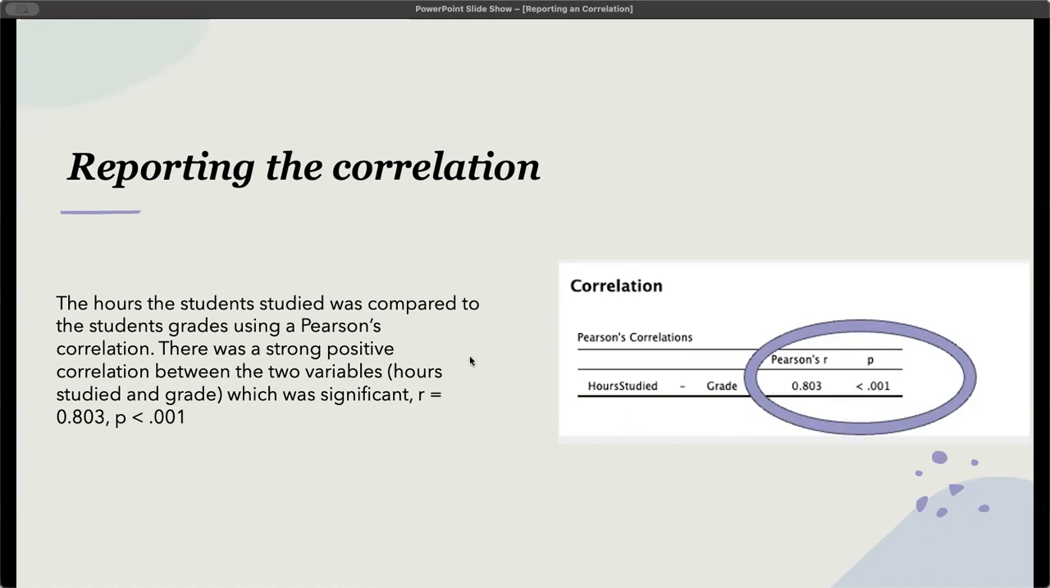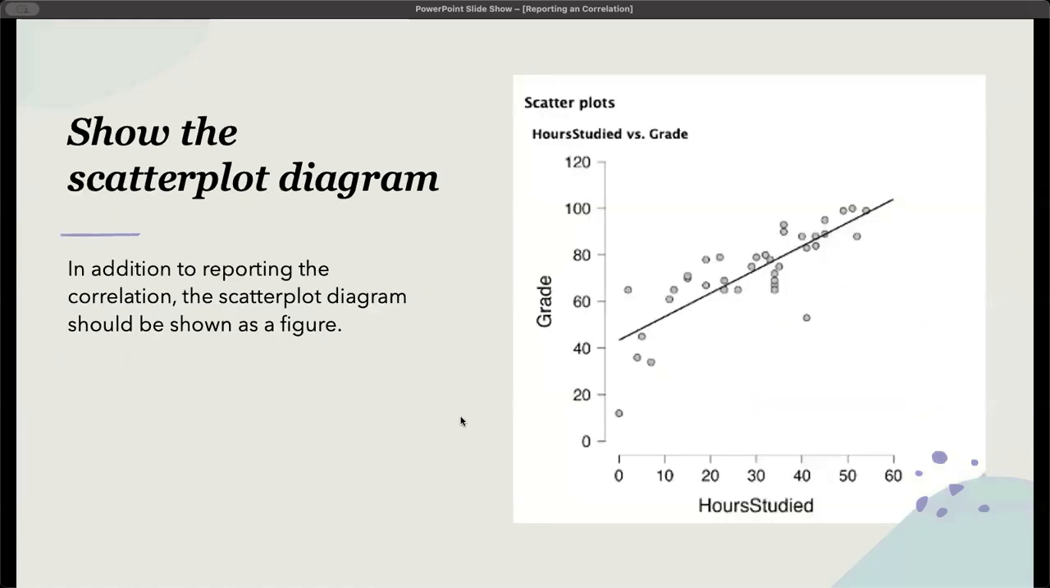So this is how you would report it in a paragraph, but you would also want to show the scatter plot diagram along with the write-up when you're doing a correlation, so there is a visual. In addition to reporting the correlation, the scatter plot diagram should be shown as a figure. Make sure you label this as one of your figures, and in APA 7, the figure label goes above the figure. In previous forms of APA, the figure label would go below the figure, but it has changed. It is now above.